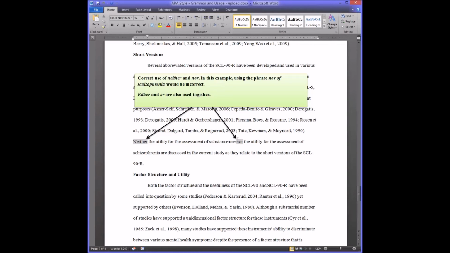It would be incorrect in this example if these words were removed and it just read neither the utility for the assessment of substance use nor of schizophrenia. Now, that's incorrect. It's not consistent with APA style. Even though this seems redundant, because it's also written here, it's actually grammatically correct.